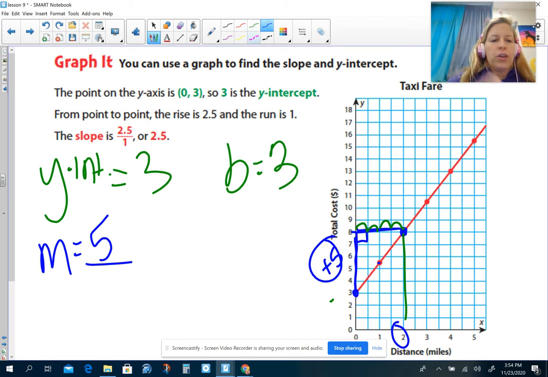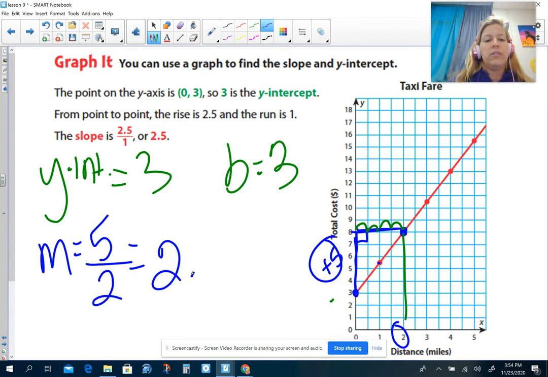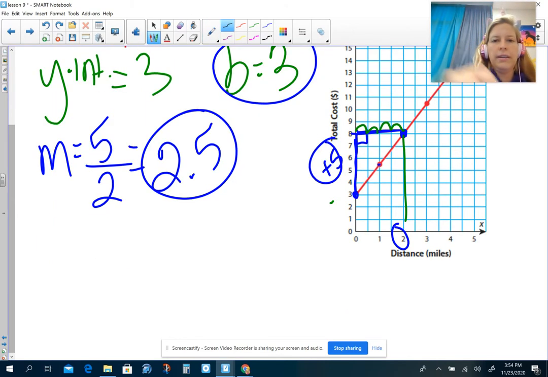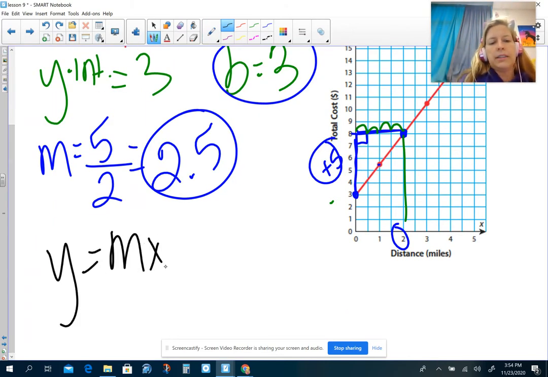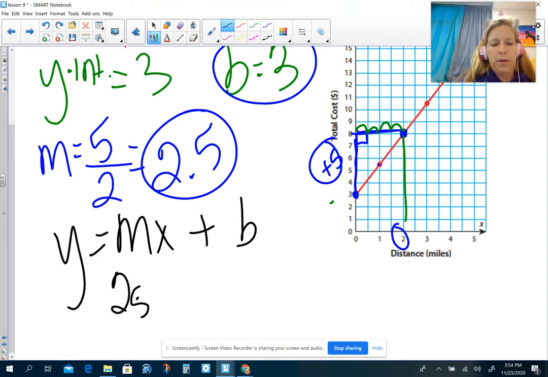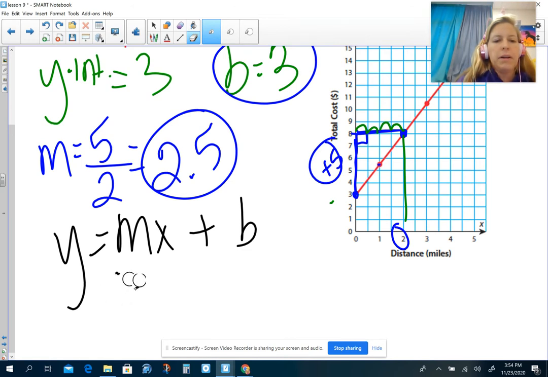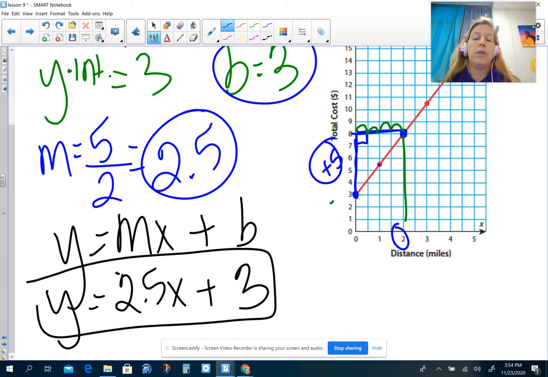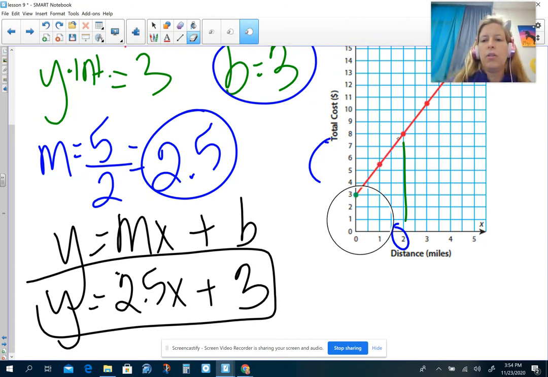So if I go over 2, well, then we just get to divide. 5 divided by 2 gives me a 2.5. And when I plug them back into my equation, like we've been doing, y equals mx plus b, my slope is 2.5. Oh, my board moved. That was weird. My slope is 2.5, x plus my y-intercept is 3. Same equation that we had, and we've seen it through a word problem. We went through a table, and we went through a graph.